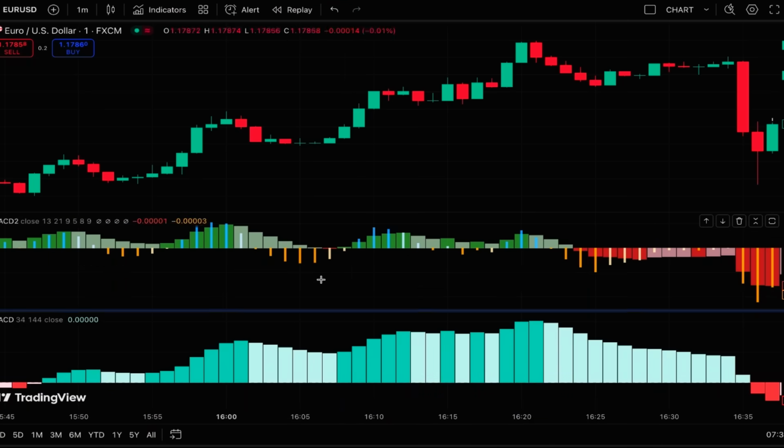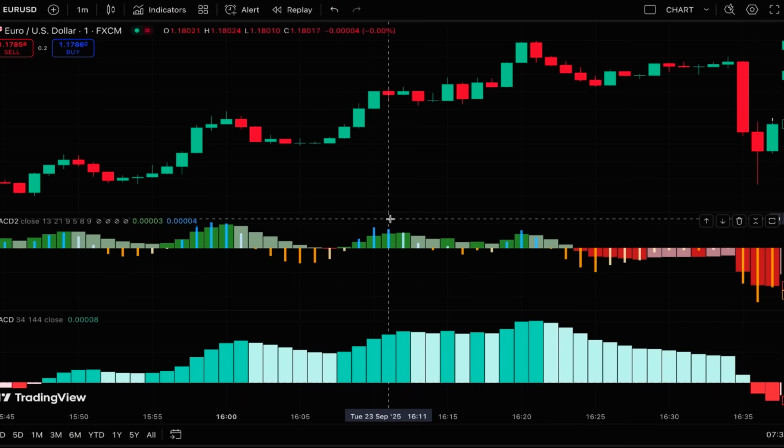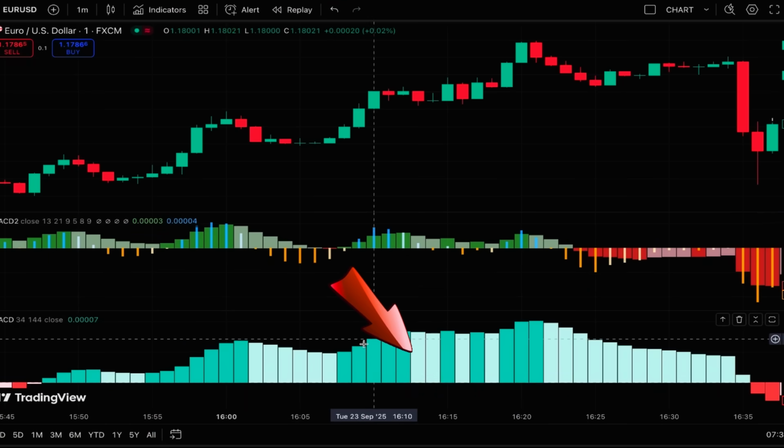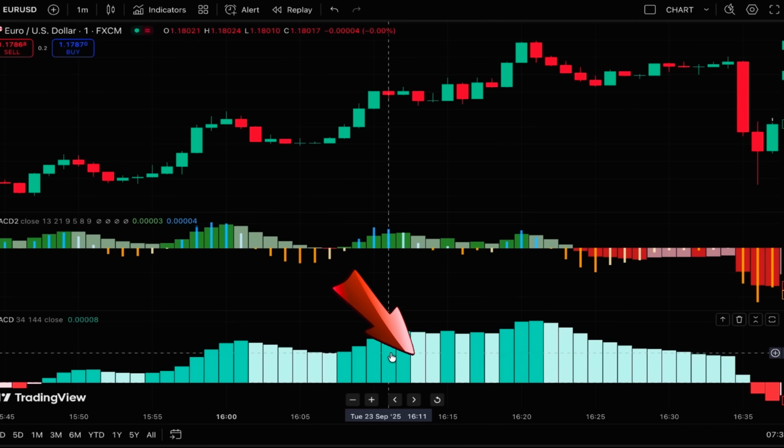Alright, getting back to our indicators. So here we have 3 MACDs. We have one MACD here, which is the longest MACD. We gave it 34 and 144 for the length, and this MACD will help us with the current trend of the market. So we use this MACD for trend identification.